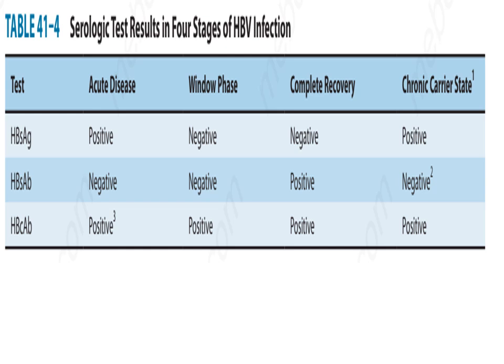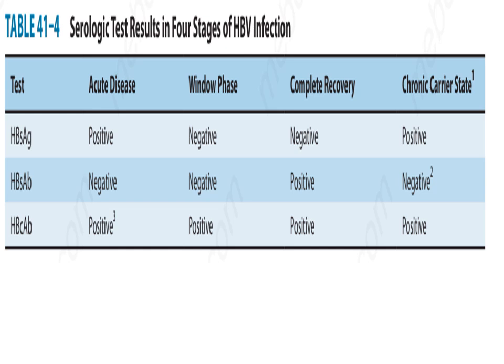The window phase is a time period during which the HBs antigen and HBs antibodies both disappear, because they are actually undetectable. The HBs antigen and HBs antibody are there, but in very low concentration, because most of them are busy with each other. They are forming the antigen antibody complex.